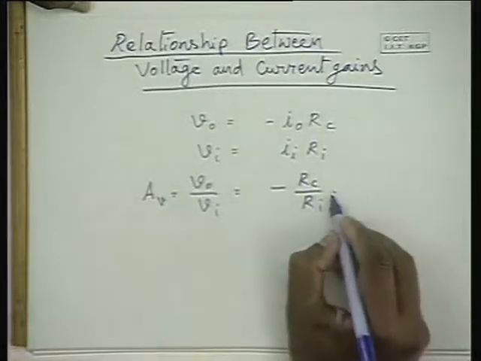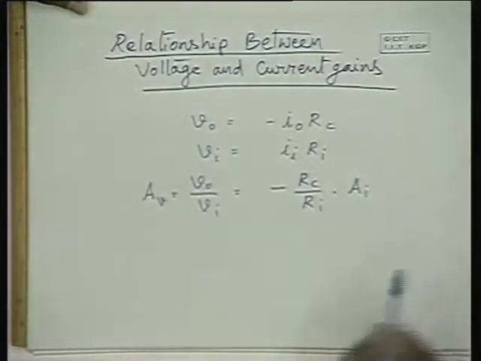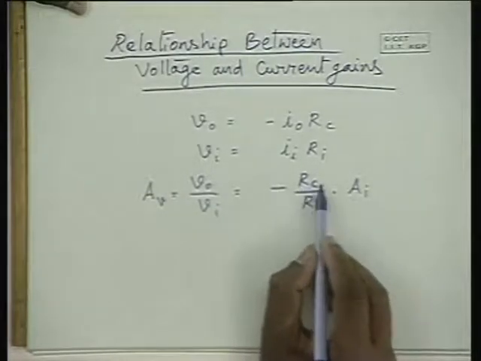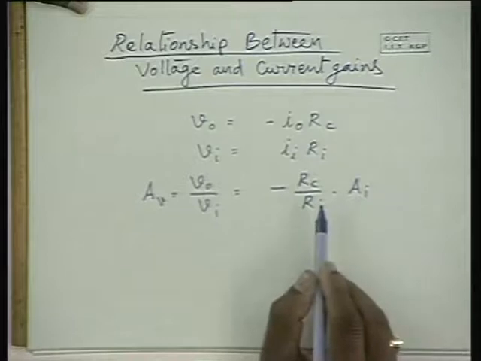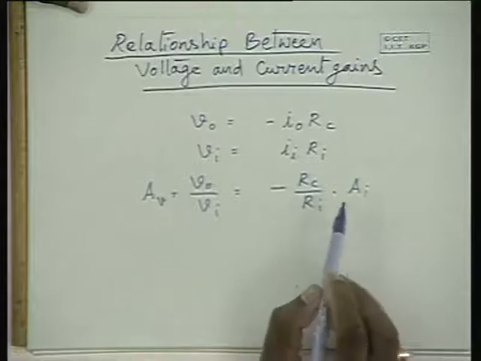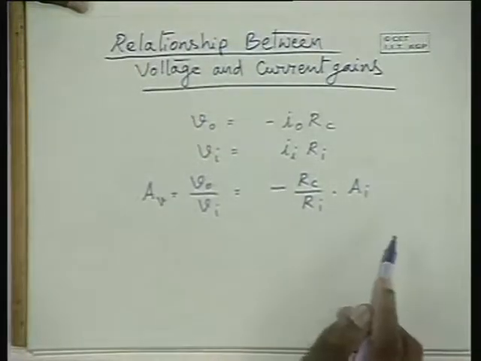into I naught by Ii, so that is the current gain. Always the voltage gain is equal to minus RC by Ri into the current gain of an amplifier. So once you compute one of these, the other one can be computed from the same relationship.